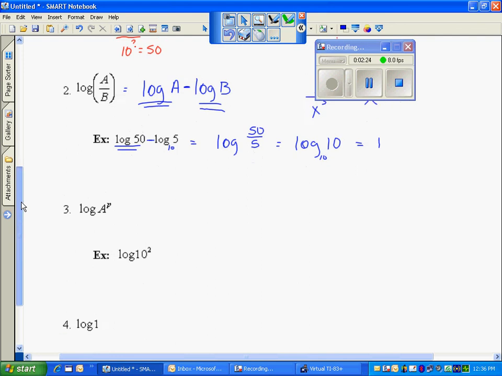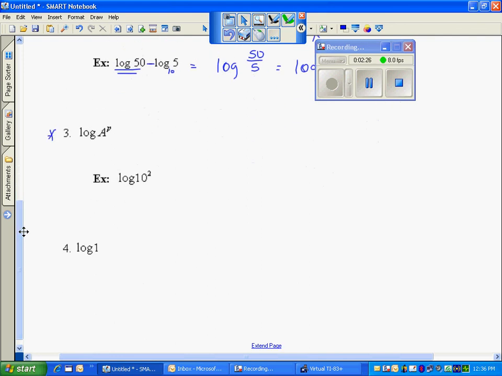The third, and one of the most used properties in logarithms, is this power to a power. Remember, a log is an exponent. So I have an exponent raised to another exponent. And if you recall, we were able to take 3 times 2. So in this case, I'm going to take the exponent of p and multiply by the exponent log a.